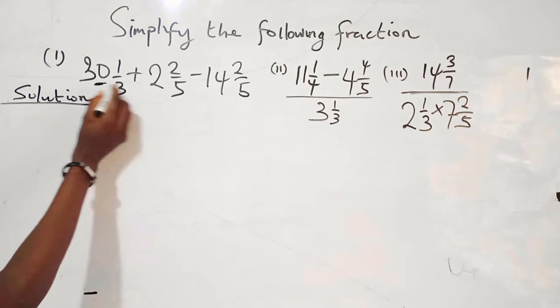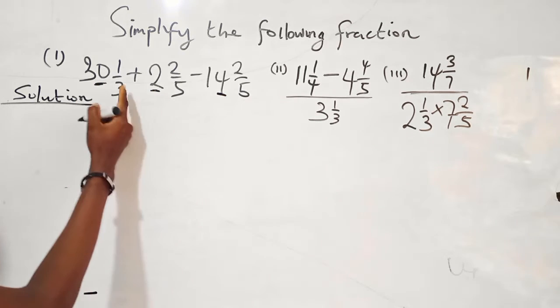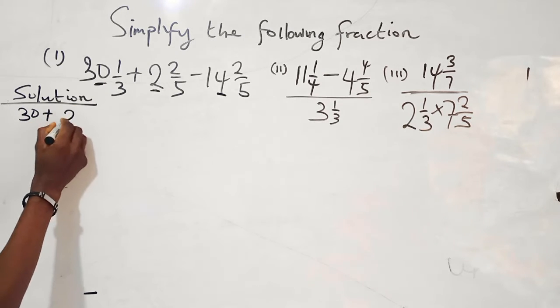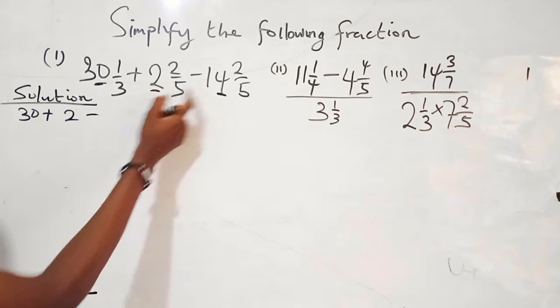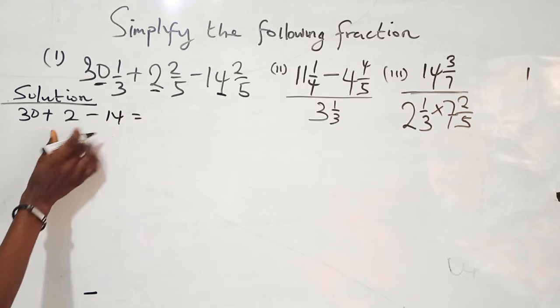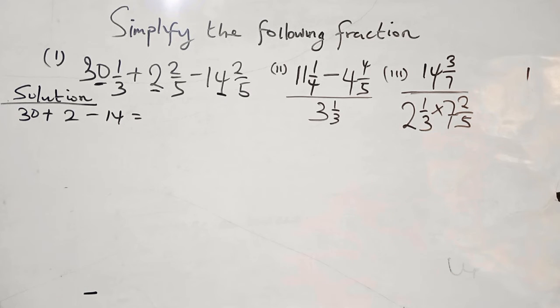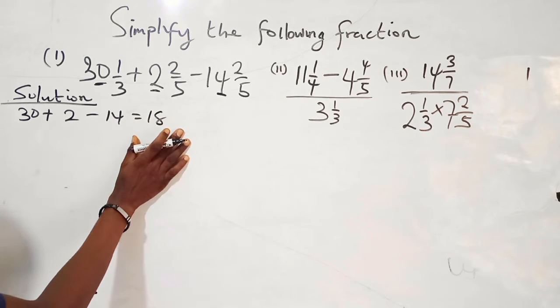So I can take care of the whole numbers. Addition comes first, so I add up the whole numbers. So I have 30 plus 2, minus 14. Let me add the result. 30 plus 2 is 32. 32 minus 14 gives me 18, for the whole number.